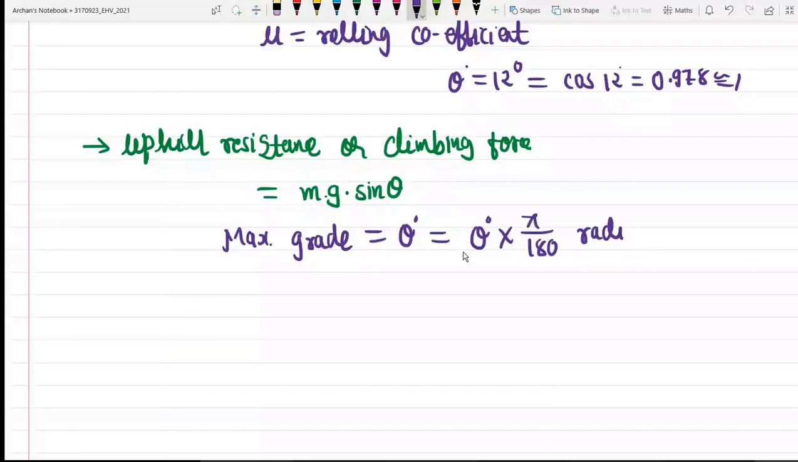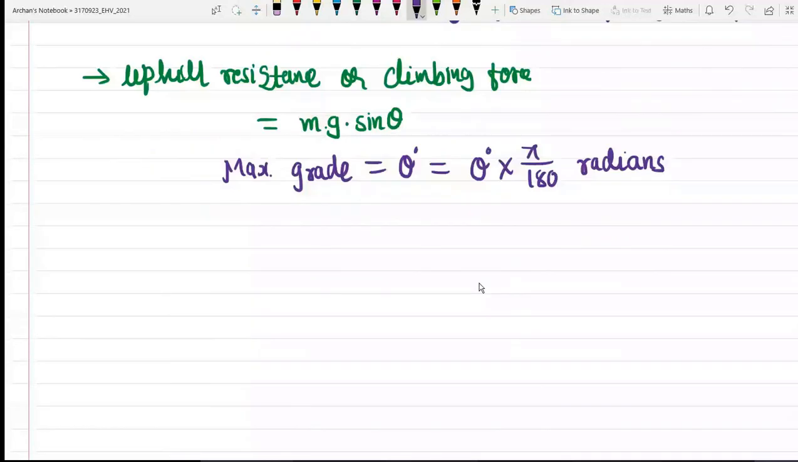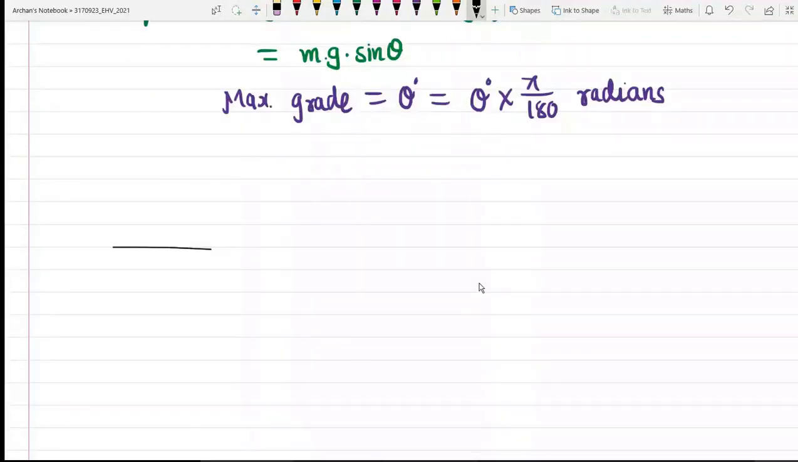Okay, now suppose we have to find out this grade, or you can say inclination. So how will we be able to find this grade or inclination? For that you will require the length as well as the height of the particular road. Say for example, this is my theta, and I want to find out this theta, right?